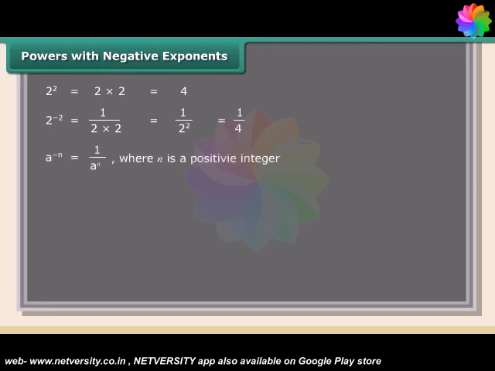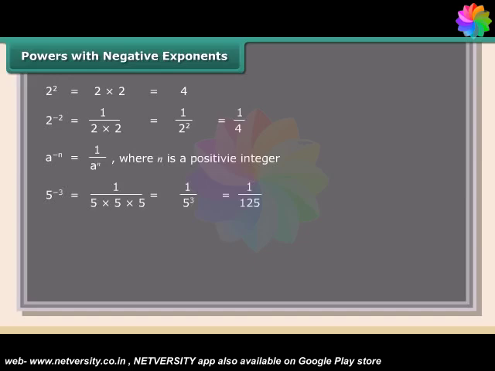Powers with negative exponents. 2 raised to the power 2 is equal to 2 × 2 is equal to 4. 2 raised to the power minus 2 is equal to 1 upon 2 × 2 is equal to 1 upon 2 raised to the power 2 is equal to 1 upon 4. a raised to the power of minus n is equal to 1 upon a raised to the power n, where n is a positive integer.